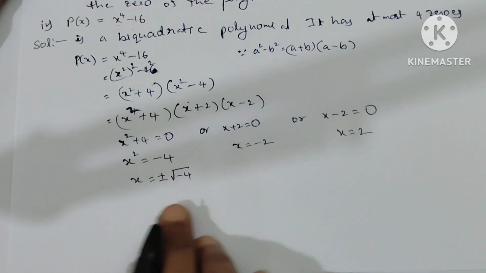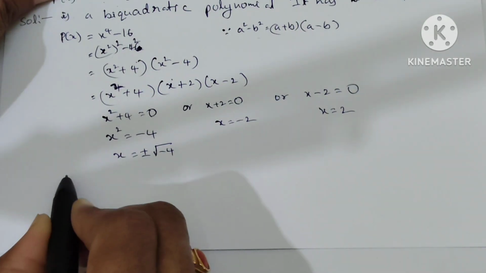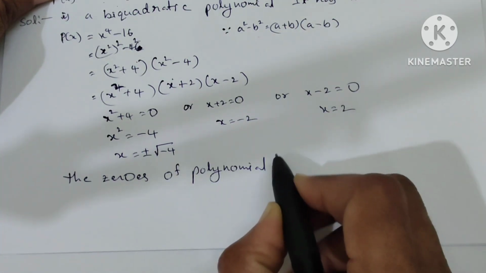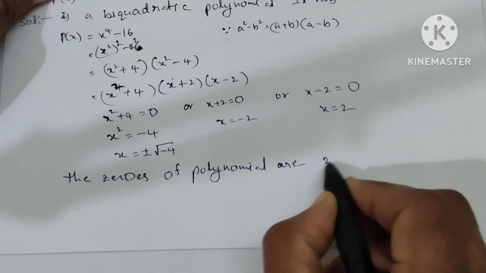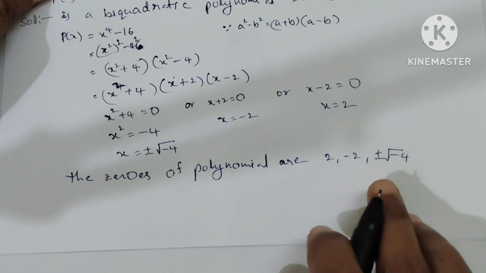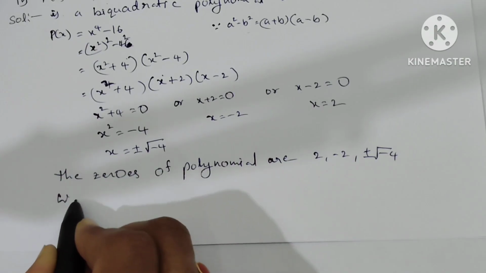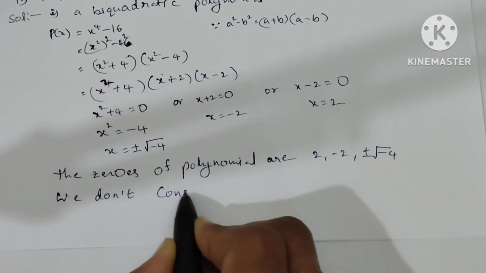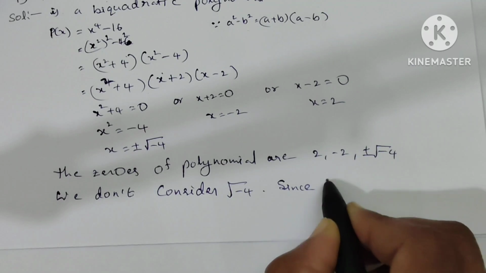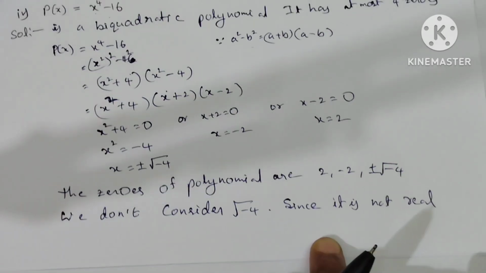Here plus and minus is there, so 2 solutions from x equal to plus or minus 2. Therefore the zeros of the polynomial are 2, minus 2, and plus or minus under root minus 4. But under root minus 4 is not a real number. It is an imaginary number, so we do not consider it. So this is the fourth solution, which is not real.